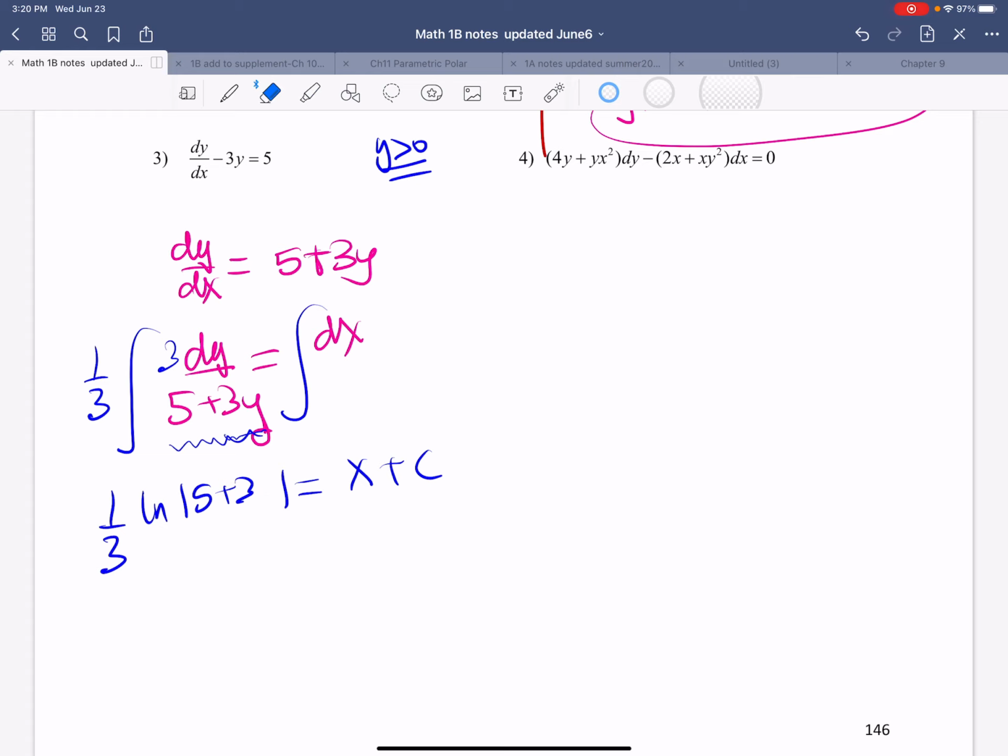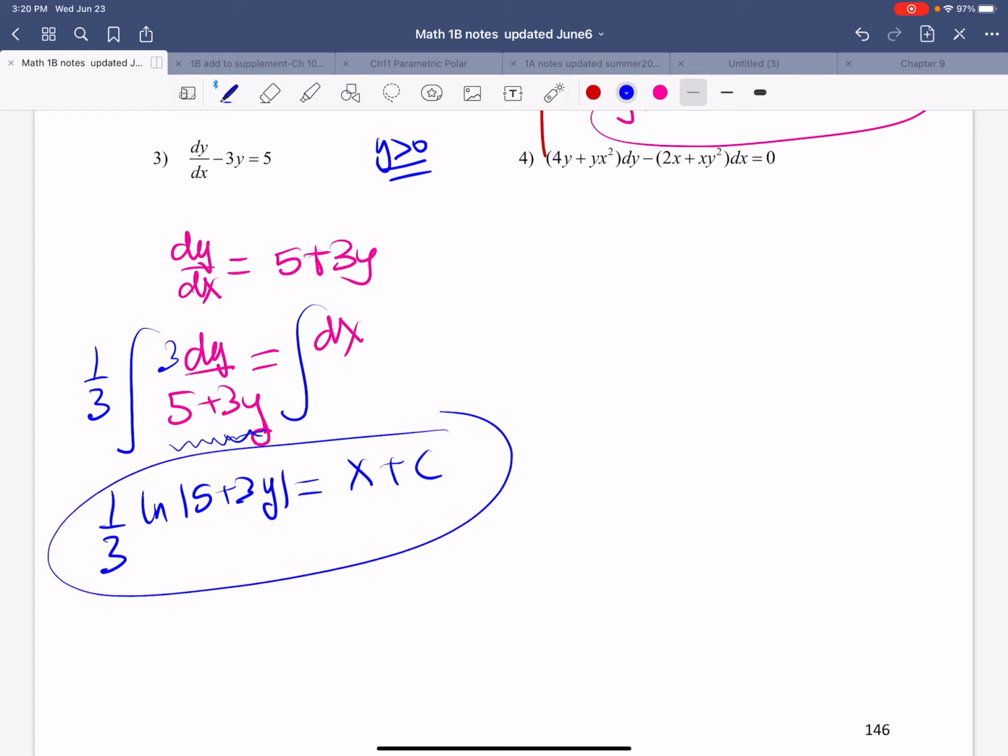And we can leave our solution in this form, or we can go ahead and further simplify. It's okay to leave it in this form. We don't have y explicitly here; we have y written implicitly. But if you want to isolate the y, we can go ahead and do 5 plus 3y natural log is equal to 3x plus c, because c times 3 would still be a c.